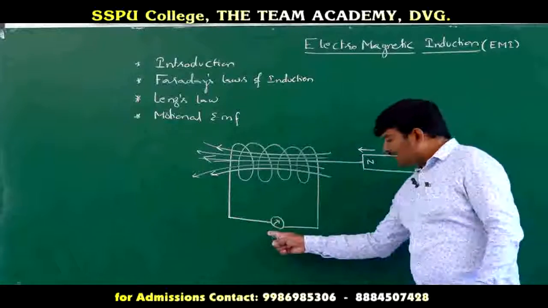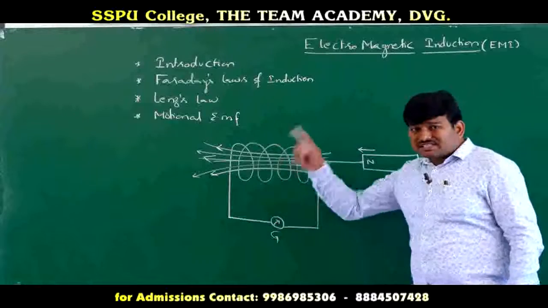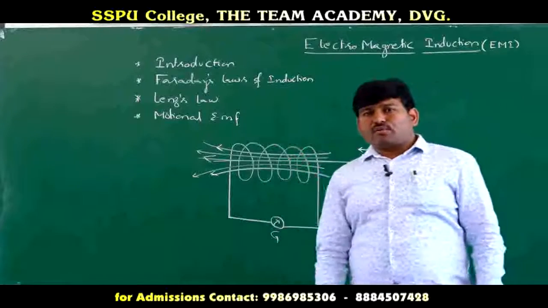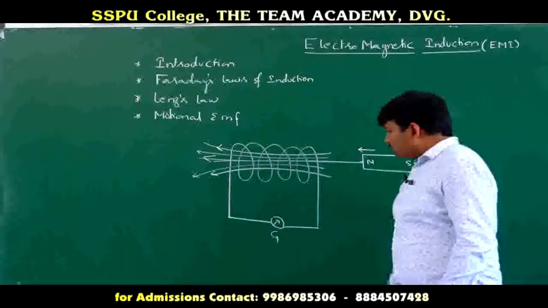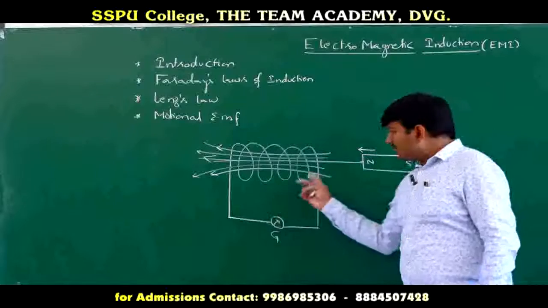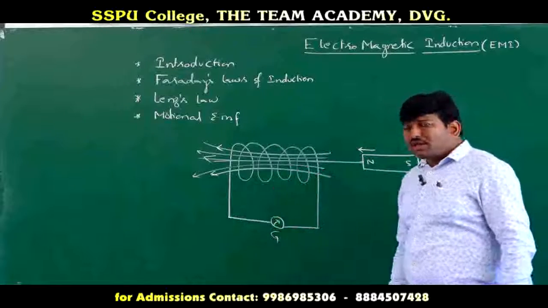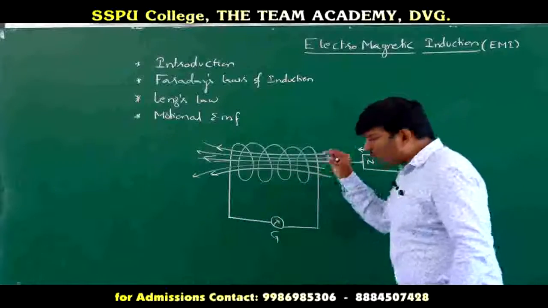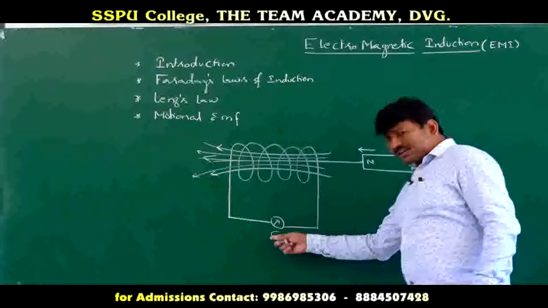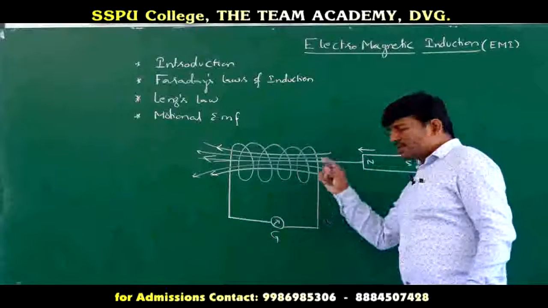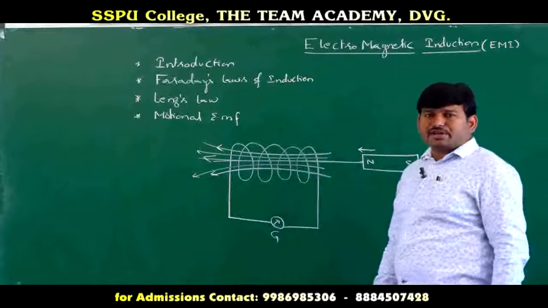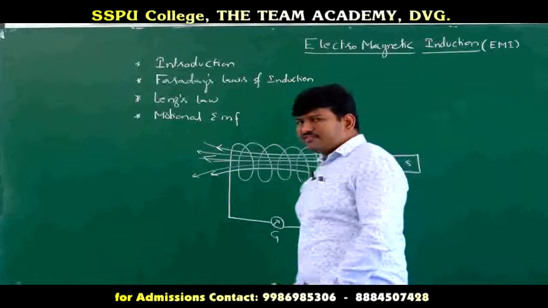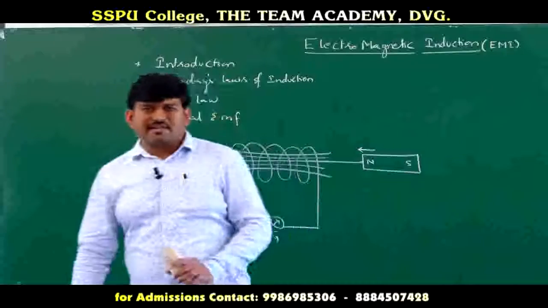So we have seen the current. Current is there, which means there must be a potential drop or potential difference. There is no physical battery here, but we are observing a deflection in the galvanometer. That means when a bar magnet is brought closer to the coil, you are noticing a current, which means an EMF is generated. And that EMF generated is called the induced EMF.